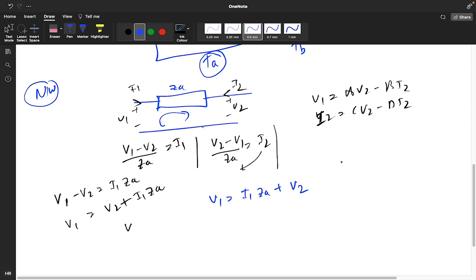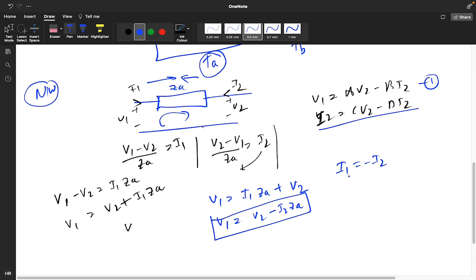And this I1 is equal to minus I2. Simply I1 is equal to minus I2. Just keep it very simple. So if you solve this, V1 is equal to V2, and instead of I1 you can write minus I2, so minus I2 into ZA. You are getting the first equation.